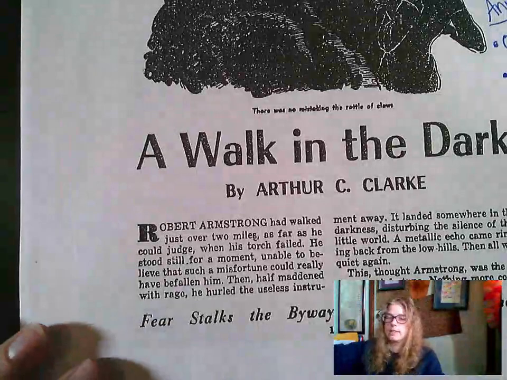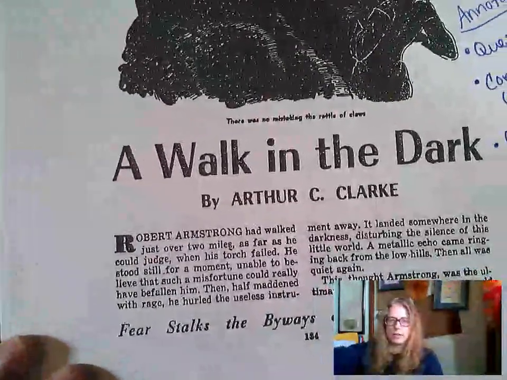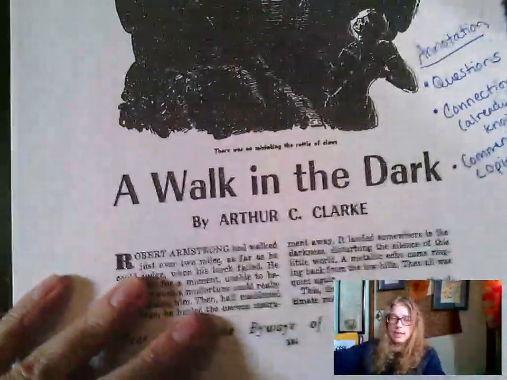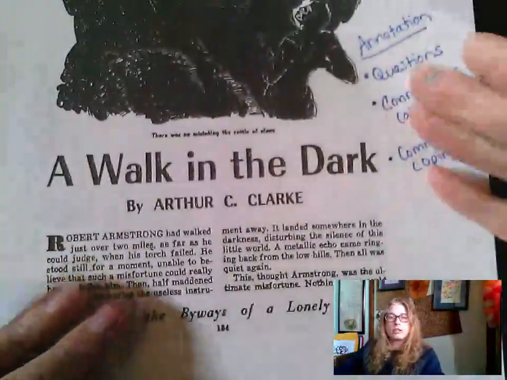So we're going to work on a sample story that I use a lot in my classroom. It's called A Walk in the Dark. And when you're annotating, there are three main modes that we look for when you begin annotating. You're going to write down questions.